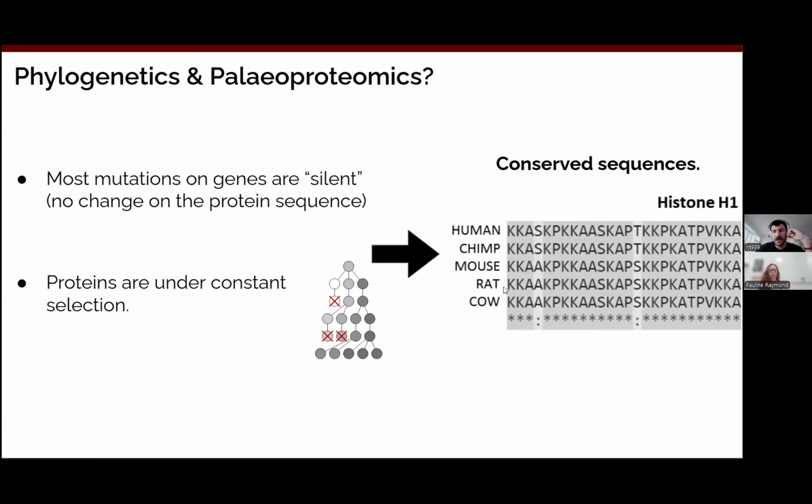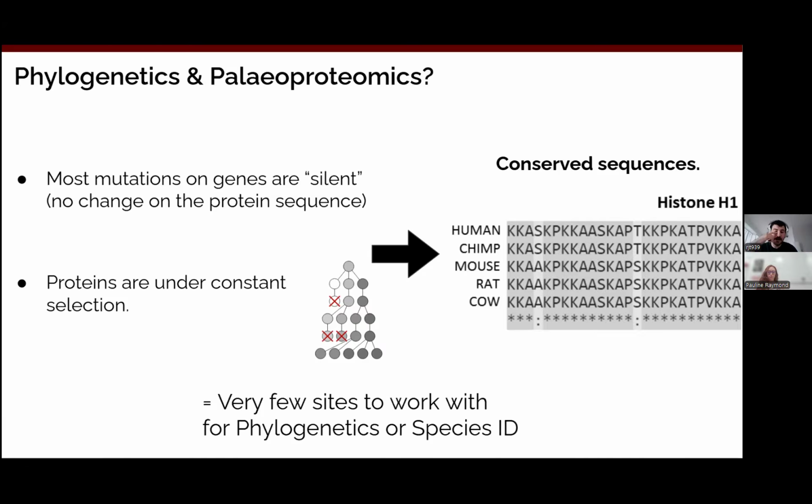And as an example here, I have some sequences from histone H1 from different species, so humans, chimpanzees, rat, a cow. And you can see that even a human and a cow have 95% similar sequences for this protein. That means that there are very few sites to work with when we're trying to do phylogenetics or even things like species identification. And usually we're focused on these sites, like the one right here, where there are differences between the different species or the different groups.